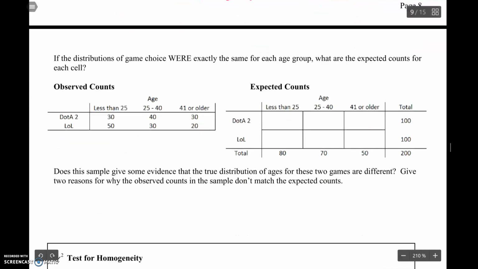All right, so let's set this up here. If the distributions of game choice were exactly the same for each age group, then what would be the expected counts of each cell?